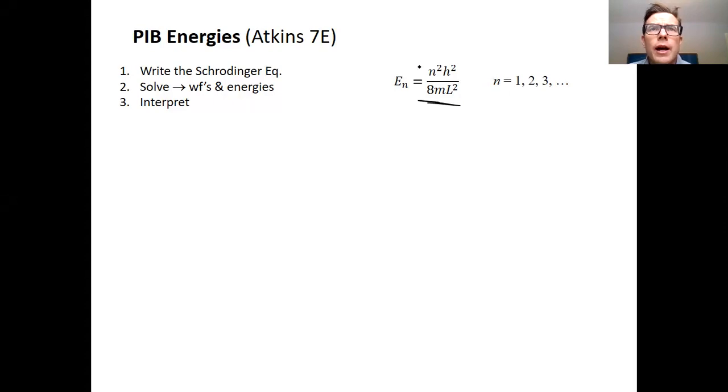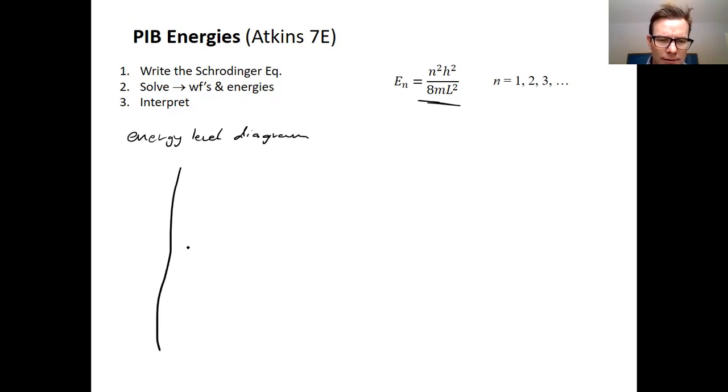Just like with the wave functions, when you derive an equation for the energies of a quantum system, you should draw an energy level diagram. And here's what that would look like. I'm going to make an axis. That was supposed to be straight, but oh well. Energy is going up this way.